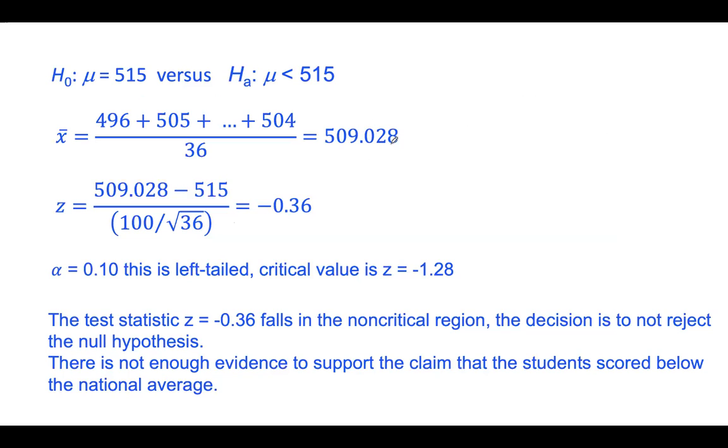So you find x bar, then you calculate that z statistic. Remember, z is equal to our x bar minus our mu divided by sigma divided by square root of n. This is again because of the central limit theorem.